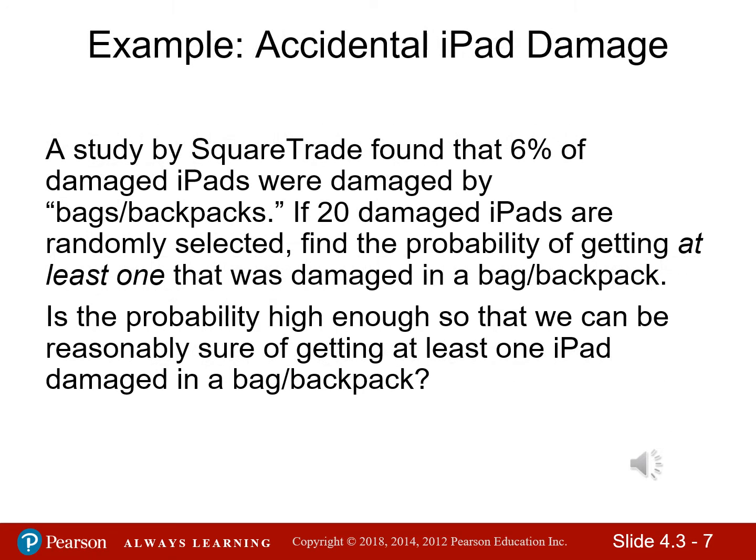Let's consider this example. A study conducted by Square Trade found that 6% of damaged iPads were damaged by the bag or the backpack. If 20 damaged iPads are randomly selected, find the probability of getting at least one that is damaged in a bag or a backpack. Is the probability high enough so that we can be reasonably sure of getting at least one iPad damaged in a bag or a backpack?